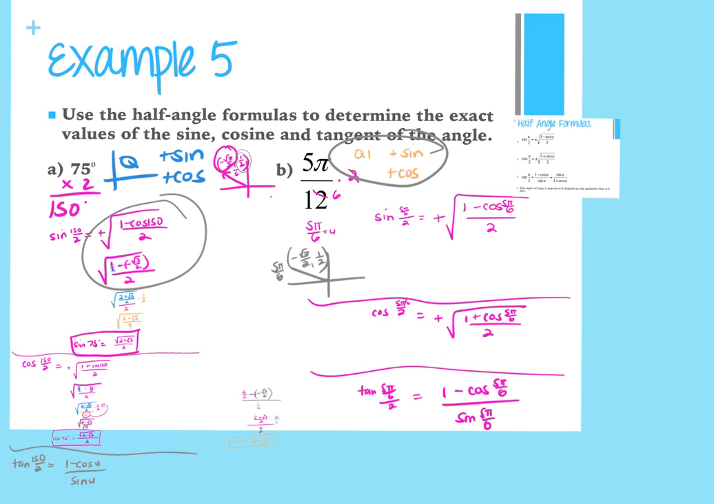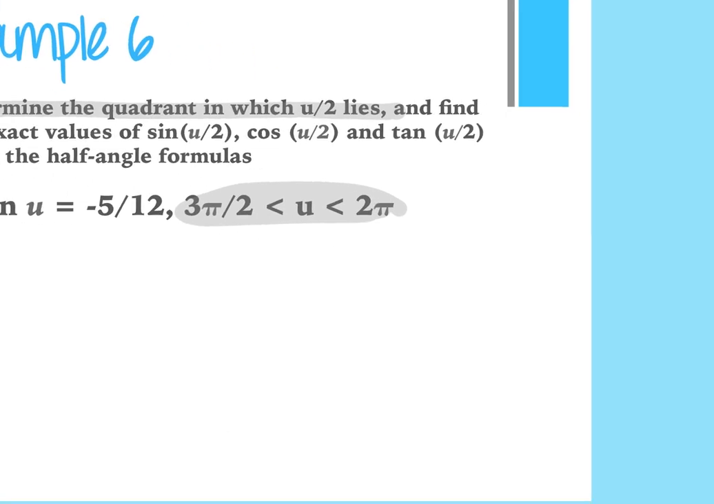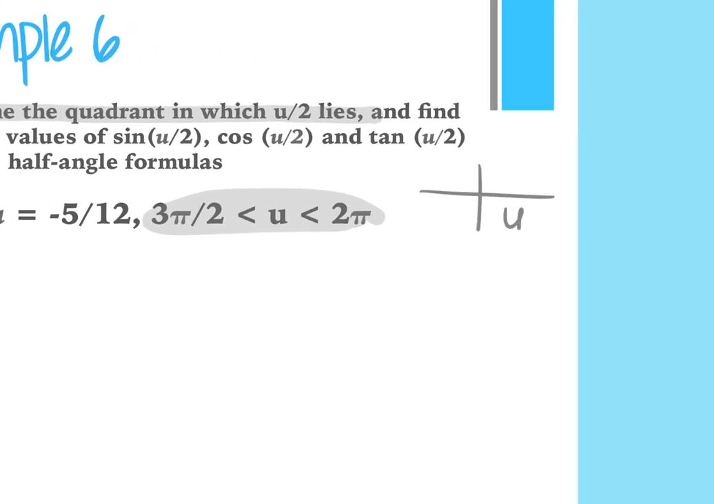Oh, I get it. Okay, so it says determine the quadrant in which u over 2 lies. Find the exact values of sine u over 2, cosine u over 2, and tan u over 2. So if I have to find where u over 2 lies, then I have to first find where u lies. So we just said this would be between 3 pi over 2 and 2 pi. So u would be in the fourth quadrant, right? Now, what happens to angles that are in the fourth quadrant if I cut them in half?